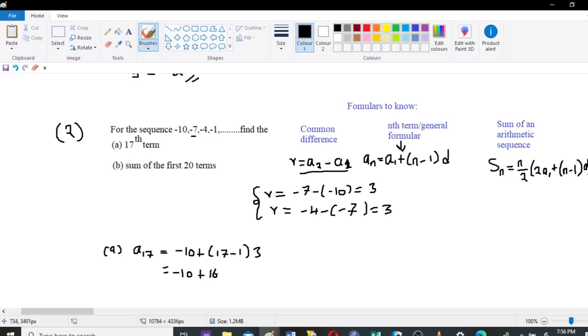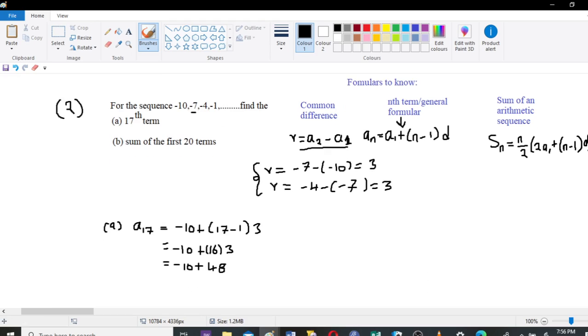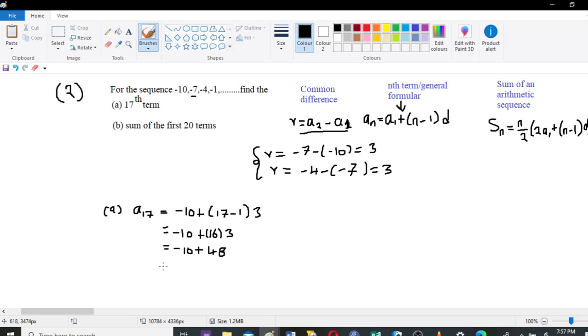Okay, let's go step by step, right? So we have 16 here and 3 outside. So that means we need to multiply 16 by 3, which will give us 48. So we're having negative 10 here plus 48, right? Now we're having 48 there, which when you subtract here, you are getting 38 as your 17th term.